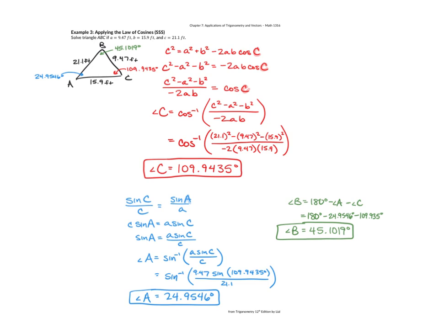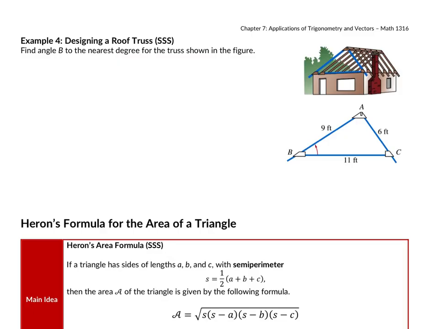So let's see a little application piece here. Example 4 on the next page says that we're going to find angle B, which is part of this roof truss, which is the name of the thing that holds a roof up, the triangle that creates a peaked roof, to the nearest degree for the truss shown. So find angle B.